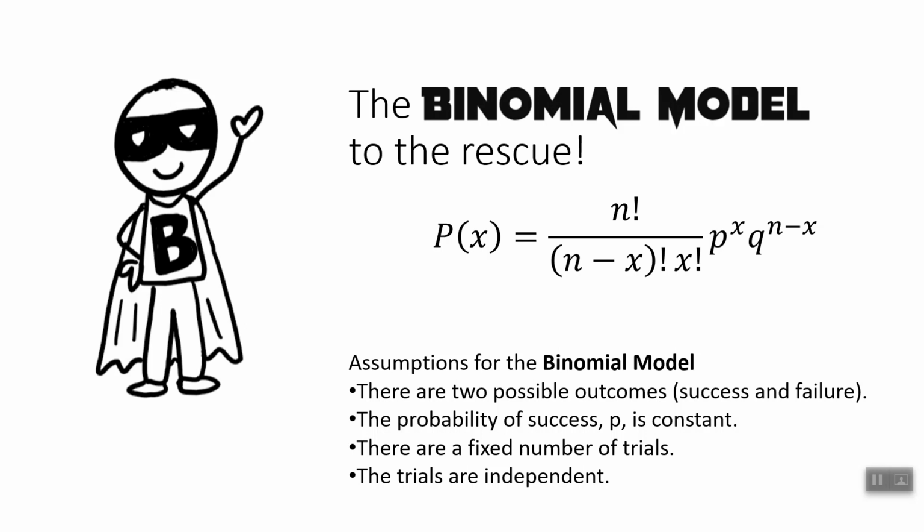There are a fixed number of trials. Trials here are my questions. So this is a quiz with a set number of questions, not an open-ended number of questions. And finally, the trials are independent, or the questions themselves are independent of one another. So whether you get the first one right or wrong will in no way influence whether you get any of the other questions right or wrong. So this is a perfect situation for a binomial.